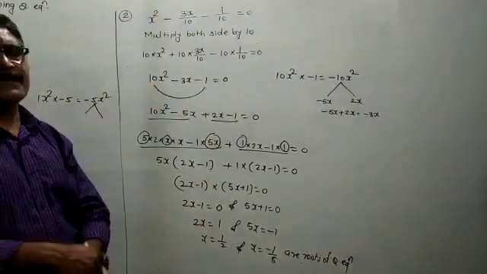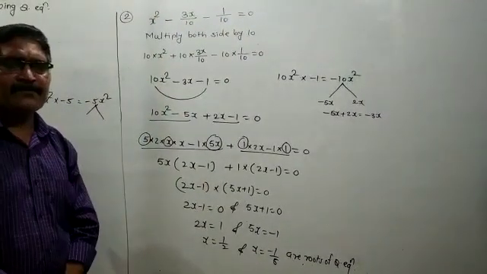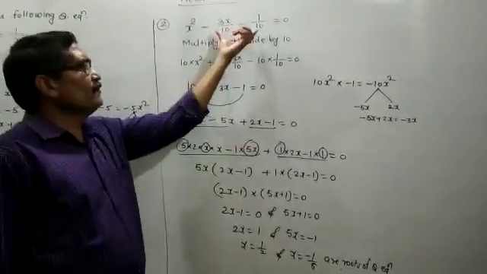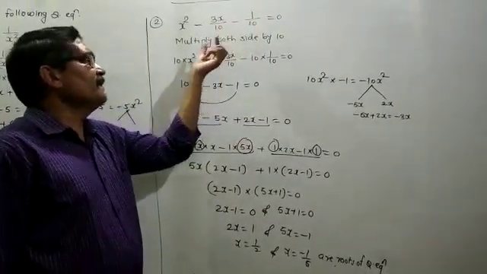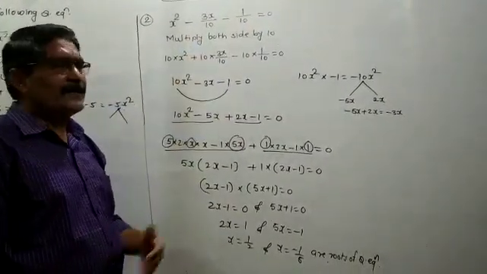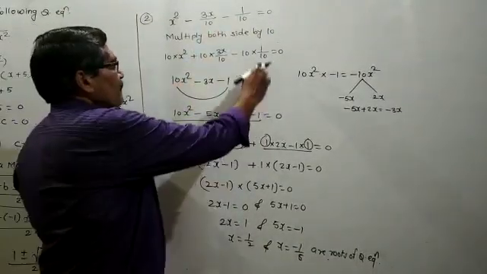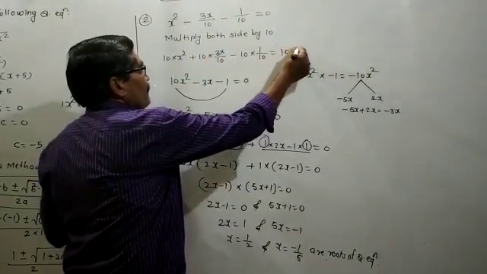So you have to convert it into the form x square plus bx plus c. You have to remove the denominator. In both the terms, the denominator is 10. If you want to remove the denominator, multiply both sides by 10. So what you have to do? You have to multiply both sides by 10.